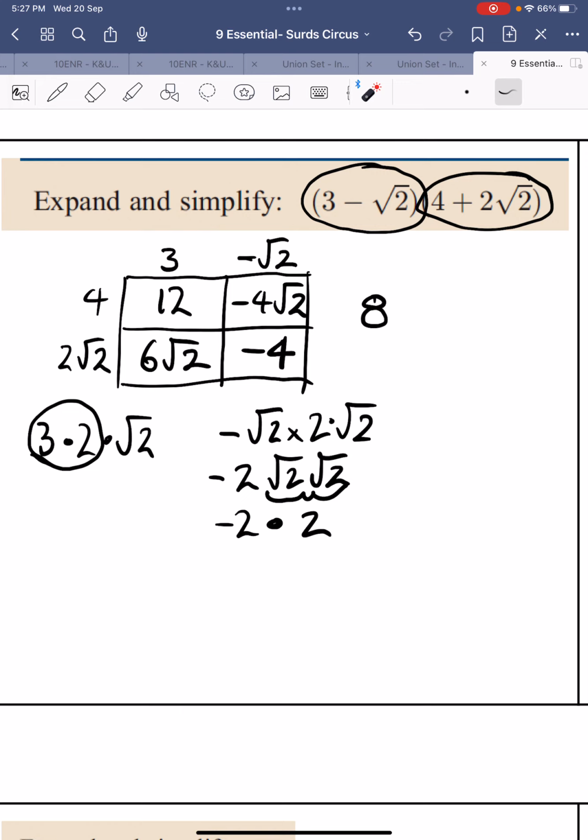We can also see that 6 root 2's subtract 4 root 2's. Well, that'll just leave 2 root 2's, and it's a positive 2 root 2. So there you have it.